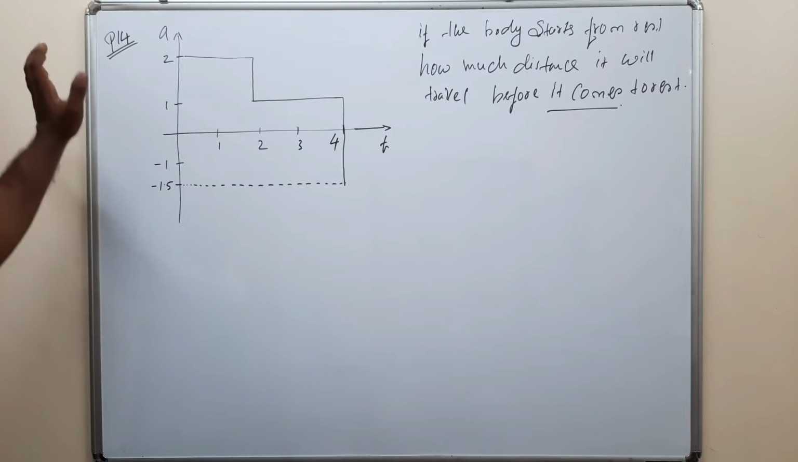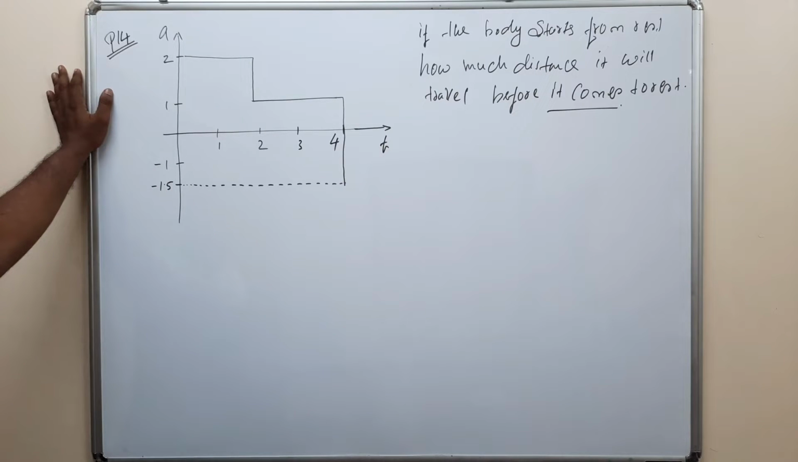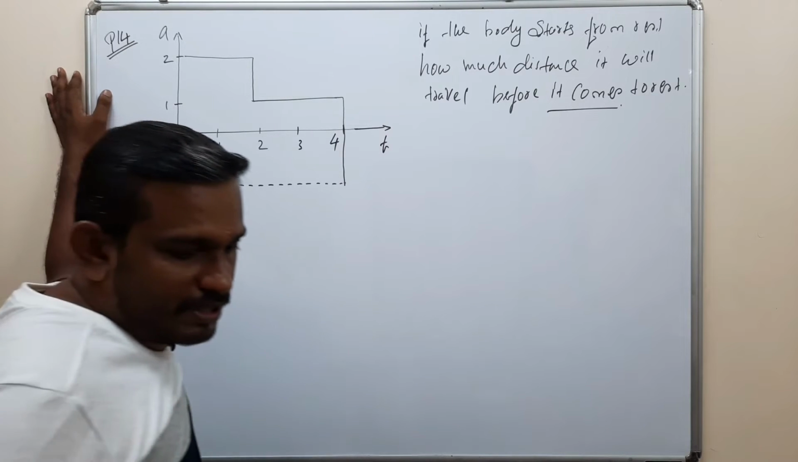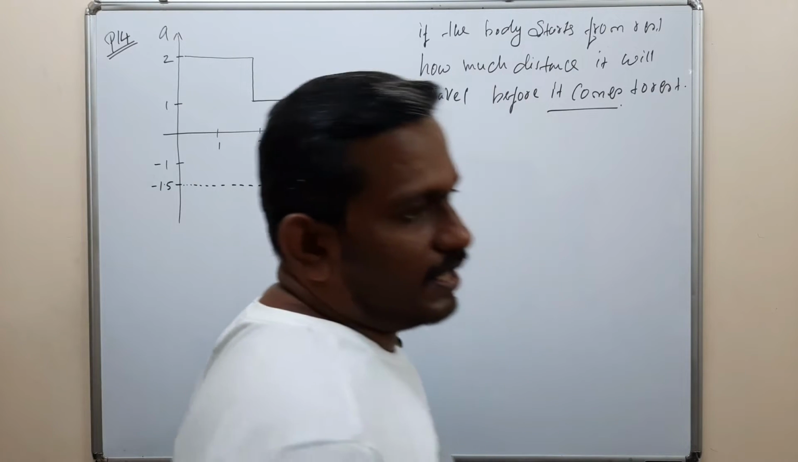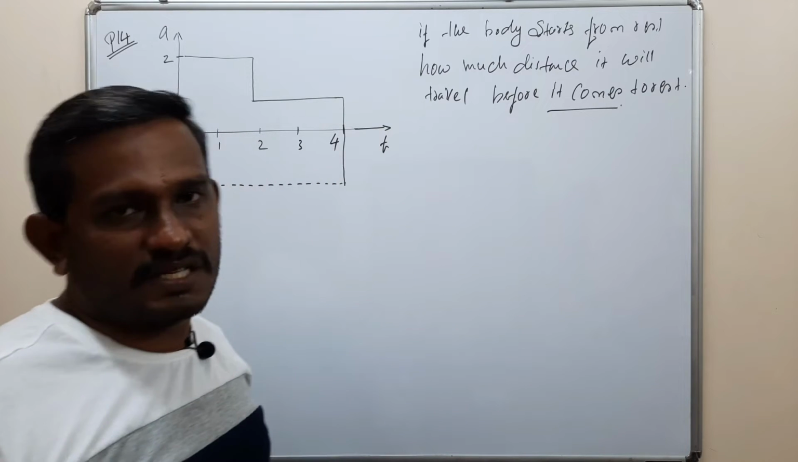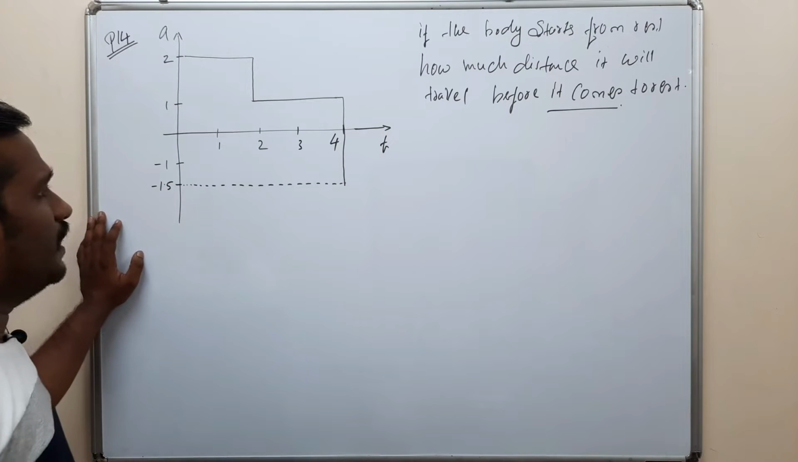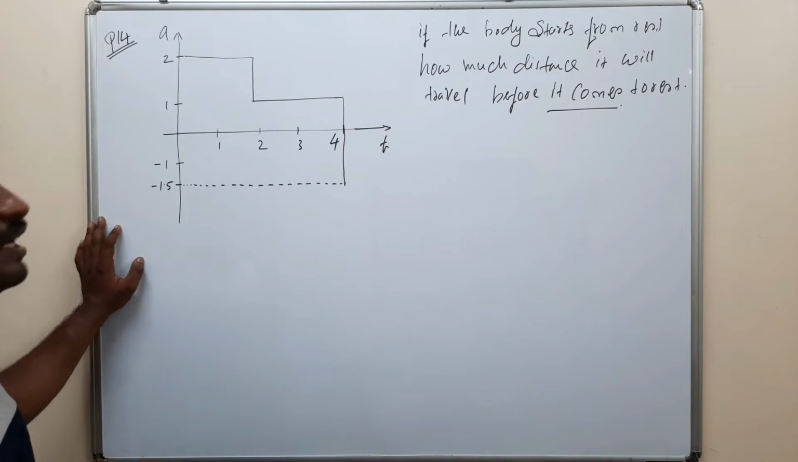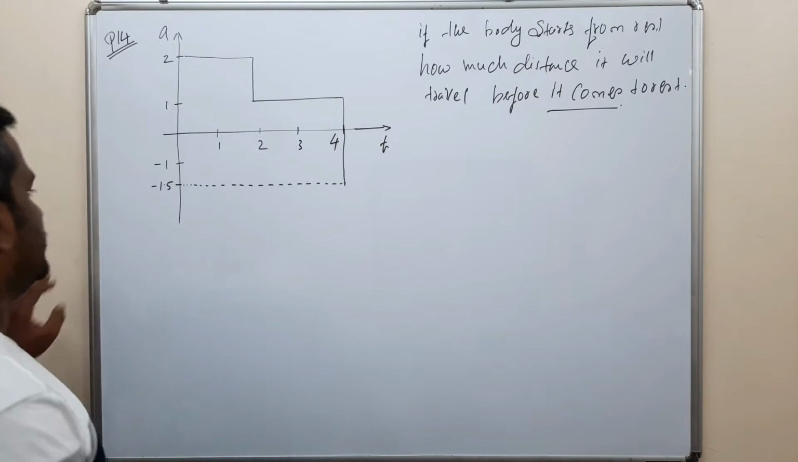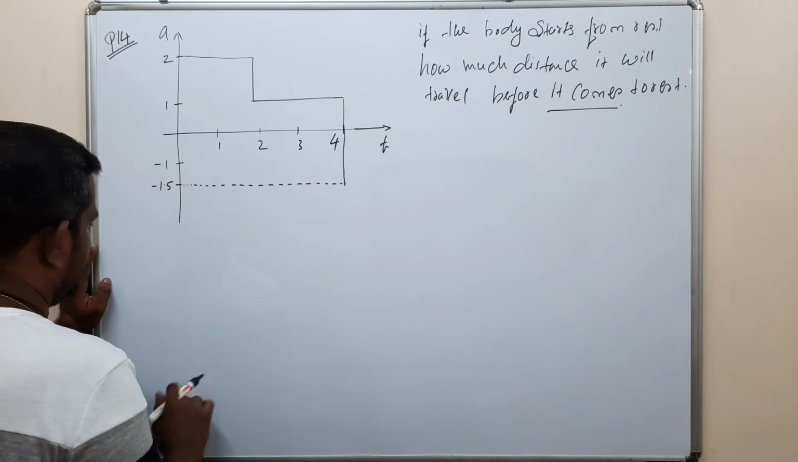So this is the acceleration time graph. From the acceleration time graph we can't find the distance traveled by the body. We can find the distance traveled by the body from the velocity time graph. So what we are going to do is draw a velocity time graph for this acceleration time graph.